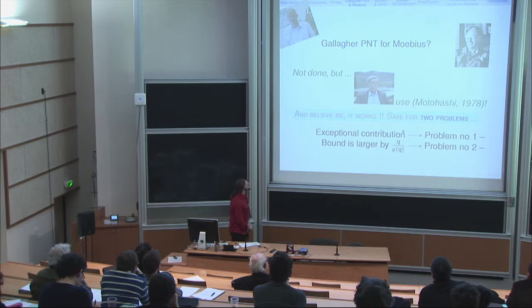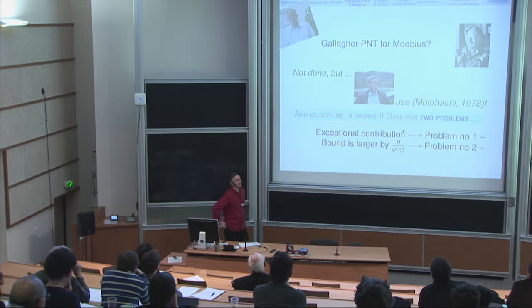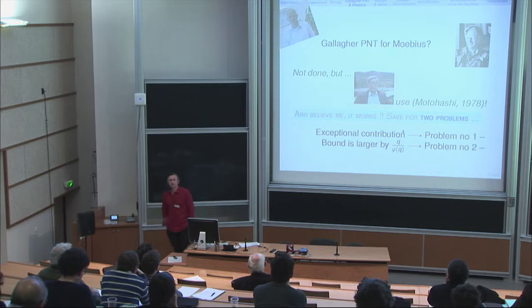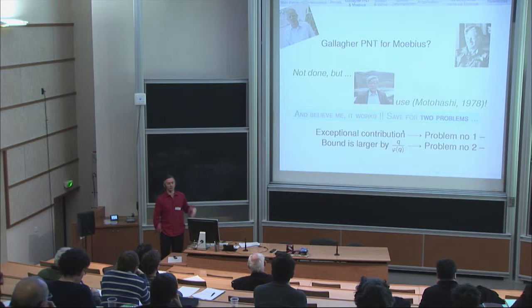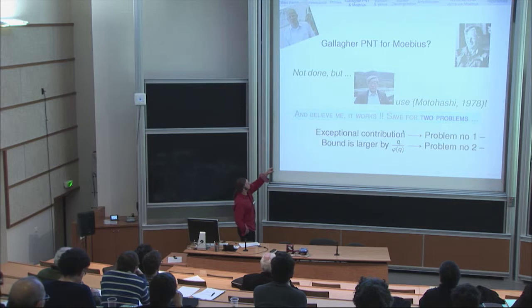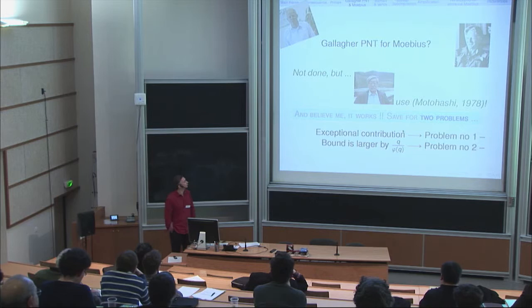So in 1970, Gallagher got his marvelous result. And in '72, '73, Selberg started working on that. In 1974, Bombieri gave a series of lectures at the Collège de France and wrote a book in which he told about some of this work made by Selberg. And then Motohashi started working on that. And he finally got a proof of the Gallagher prime number theorem without any zeros.